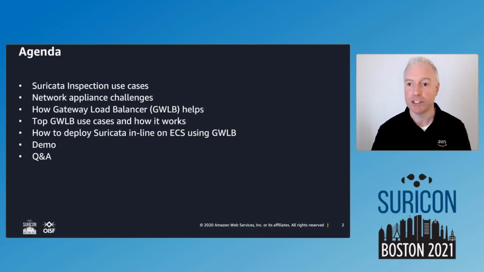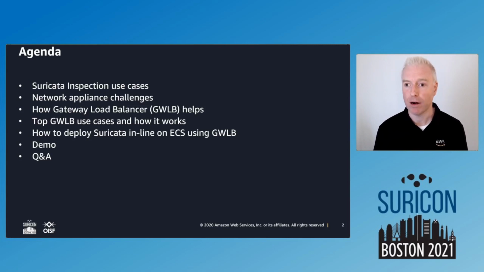So today on our agenda, we're going to talk about Suricata inspection use cases, the primary ones we see our customers using Suricata on AWS. Talk through some of the network appliance challenges that are associated to using form factors that Suricata comes in. And then we'll talk about an AWS service, Gateway Load Balancer, a native service that helps us overcome some of these challenges. We'll go through some of the top use cases and then explain to you how the service works kind of under the hood.